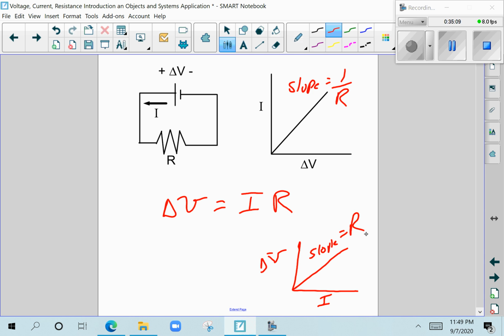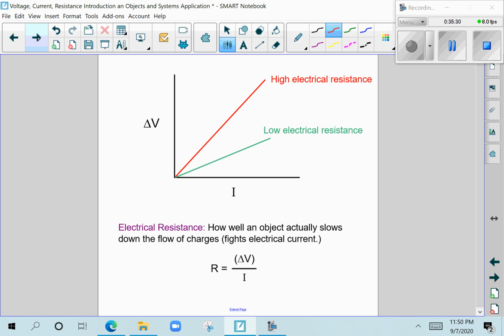Basically, the bigger the resistance, the harder it is to get charges to flow through. You can think of it like trucks going through a nice smooth road would have low resistance. Trucks going through a single lane rocky road, that would be something that has a lot of resistance. It'd be very hard to get your charges through there, or your traffic, or your cars through it. So higher slopes mean higher resistance. Lower slopes have lower resistance if I'm graphing things as voltage versus current.